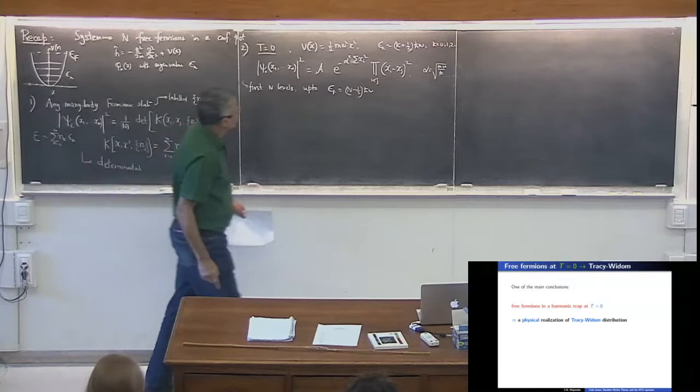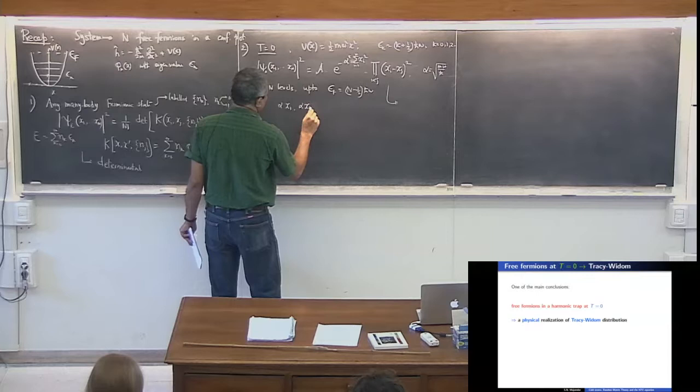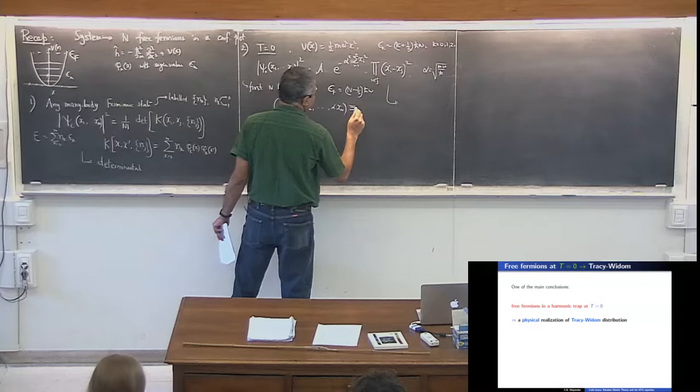So the first remark is that this is of course exactly in one-to-one correspondence to GUE, up to this factor alpha. So the positions of the fermions in the ground state in a harmonic potential are identical in law to the eigenvalues of the GUE matrix.